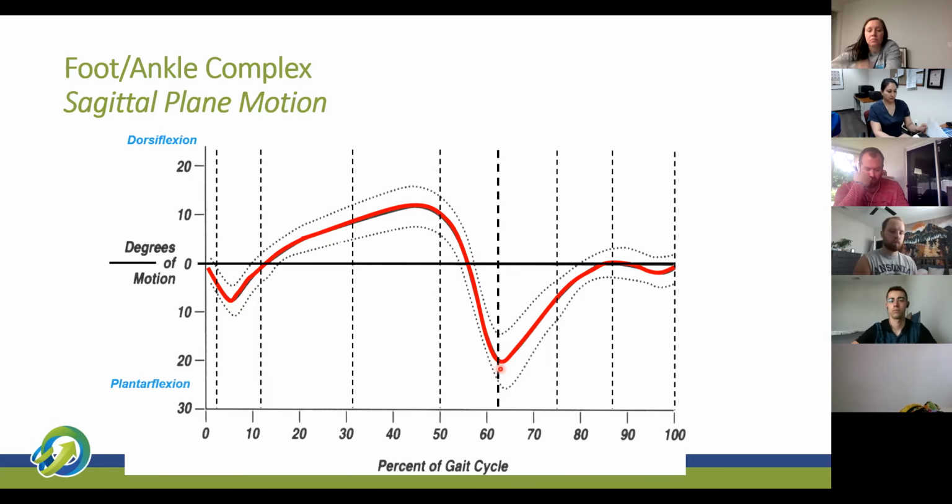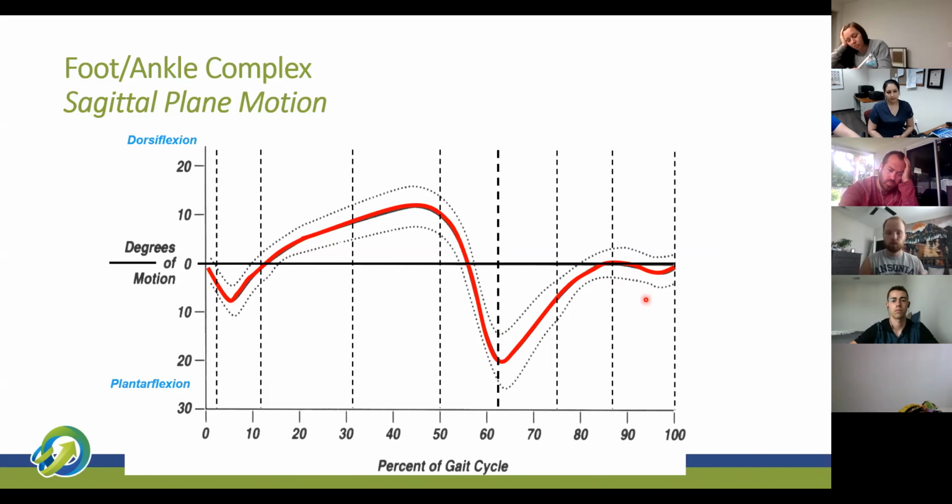And then again, we start to head into dorsiflexion. This is where we have one of the main functions of swing phase, which is important for patient safety. So what's going on right through here? Toe clearance? Bingo. So yeah, we have toe clearance, and then we prepare for stance phase again.